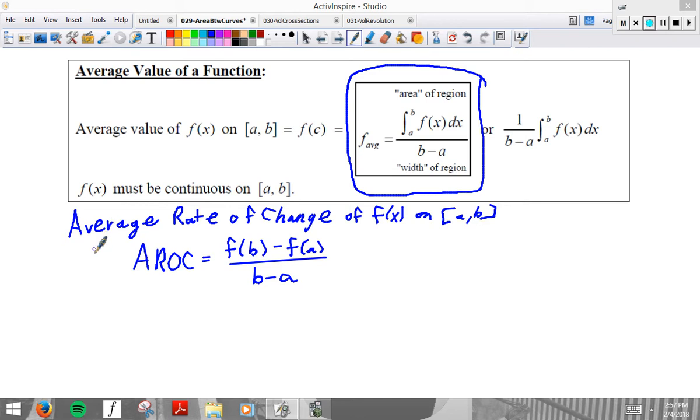So just make sure you pay attention to what the y value represents. If they're asking me for an average y value, I'm using this.